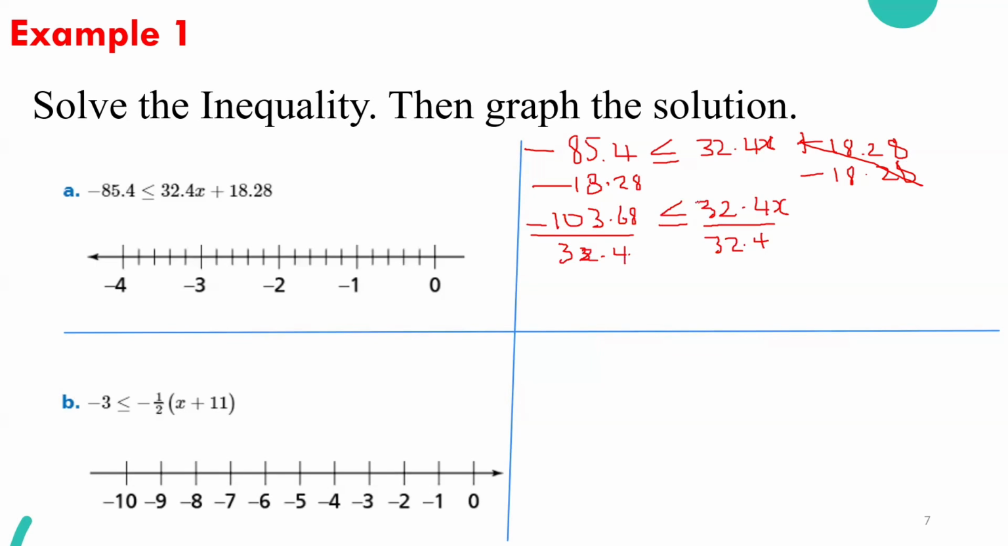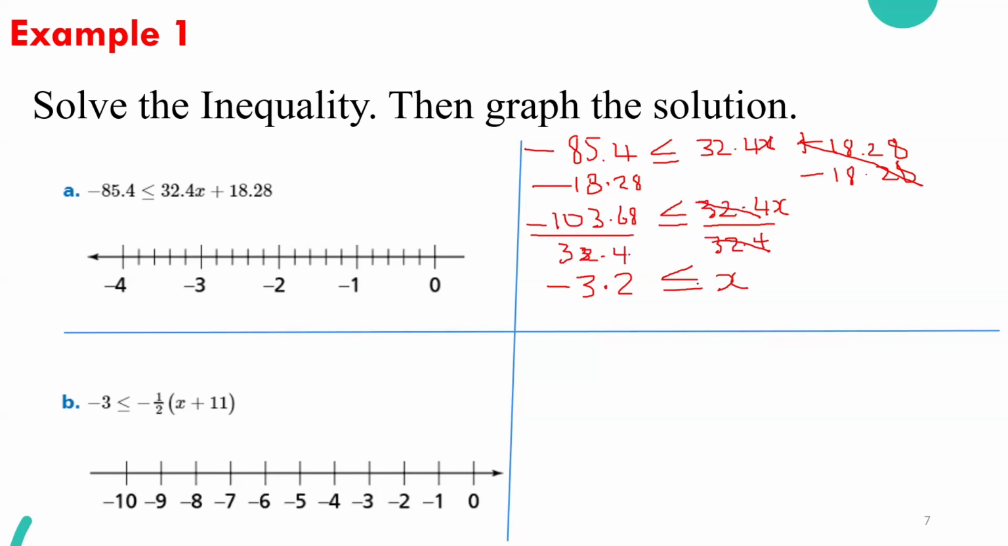I divide over here by 32.4. So this in the numerator here cancels what is there in the denominator. So on my right hand side, I have x by itself. And when I divide negative 103.68 by 32.4, I get negative 3.2, sorry. So this is saying x is greater than. Once you have the opening of the symbol to the variable, that means greater than. If you have the closing part of the symbol to the variable, that means less than. So this reads, x is greater than or equal to negative 3.2.